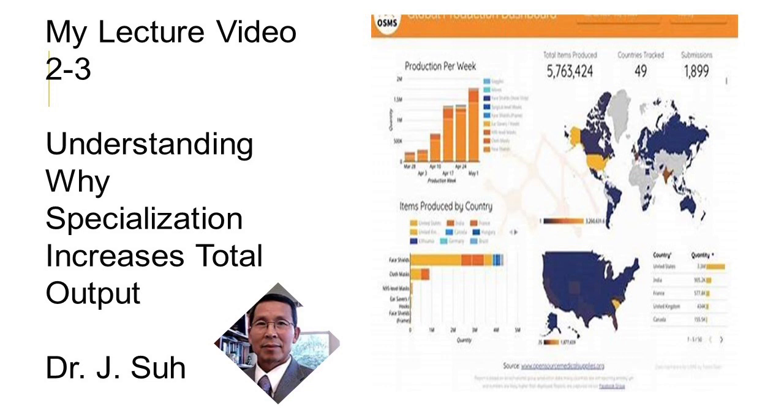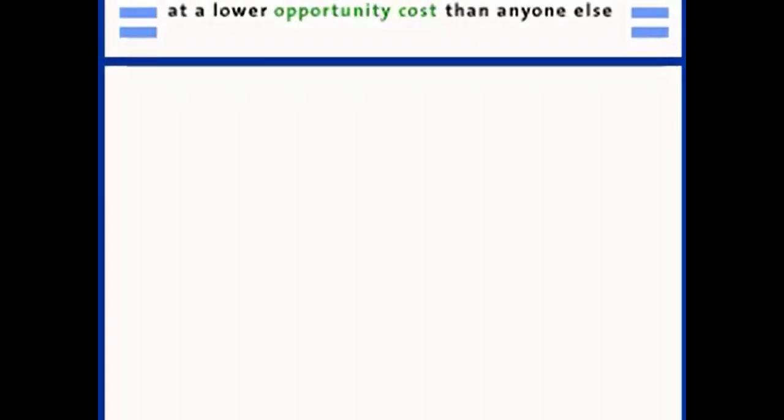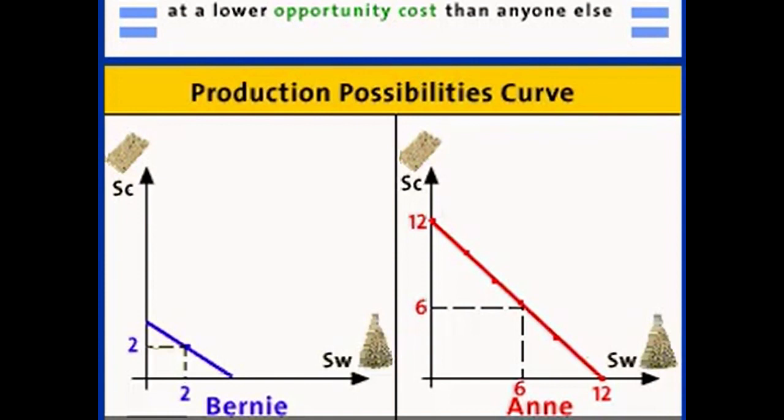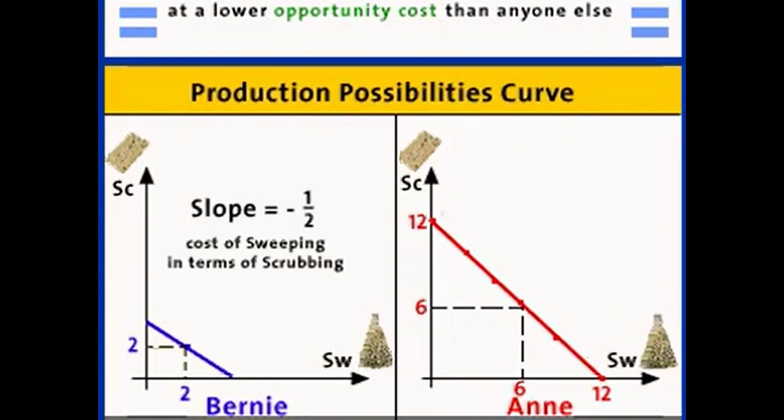Diagram. Here's Bernie's production possibilities diagram, and here's Ann's. The slope of Bernie's production possibilities frontier is -1/2. That's the opportunity cost of sweeping measured in terms of lost scrubbing. Ann's opportunity cost is -1. That's her opportunity cost of sweeping in terms of lost scrubbing. Because sweeping is less expensive for Bernie, we had Bernie specialize in sweeping services.